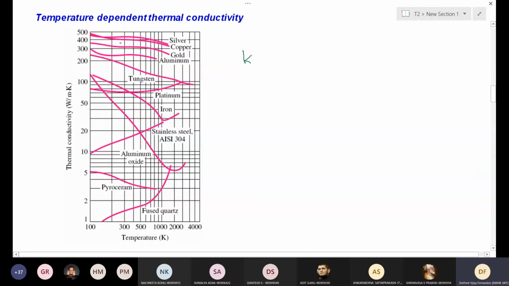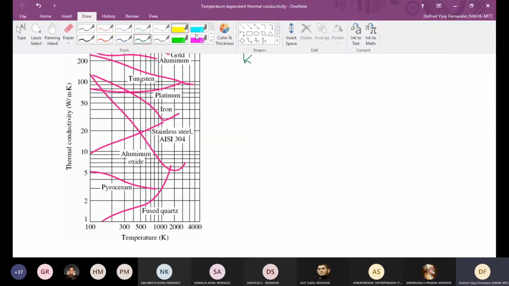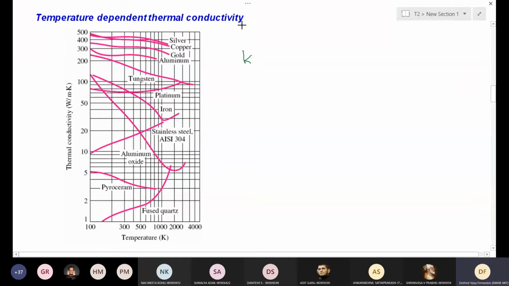What do you think about this variation of thermal conductivity with the temperature? Is it linear or non-linear? Polynomial variation. Yeah, most of them are non-linear. Okay, you can approximate it. For example, if I take stainless steel, it is almost a line, right? The variation is almost a straight line.